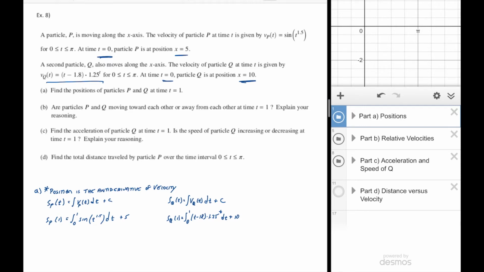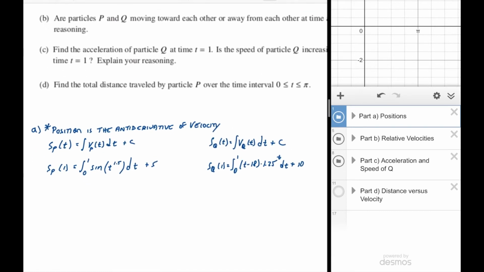Now we recall that the position is the antiderivative of velocity because velocity is the rate of change of position over time. So I've got this down here already prepped: position is the antiderivative of velocity. If we want the position of particle p, then it's going to be the antiderivative of that function, plus c, that's our starting time. So our position is going to be this integral from 0 to 1 of sine of t to the 1.5 dt plus 5. That plus 5 gets us that initial position. So the integral itself tells us our displacement, and we want that displacement relative to 5 where we started at the beginning.